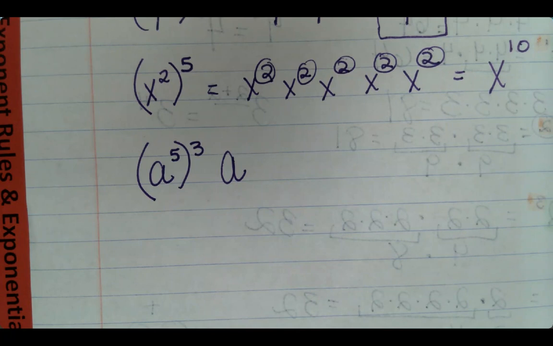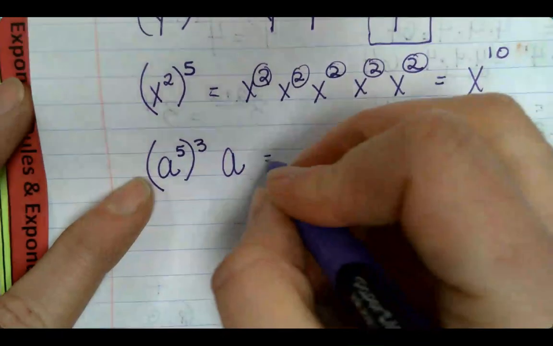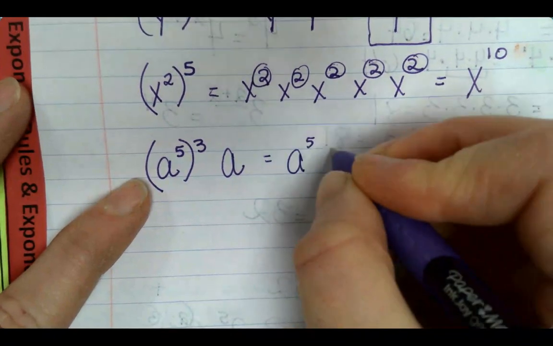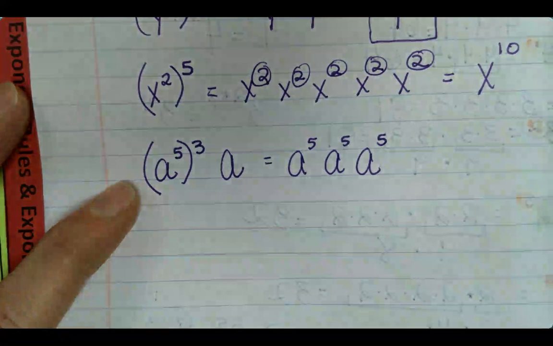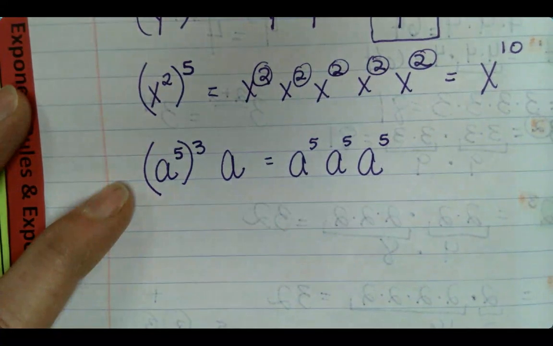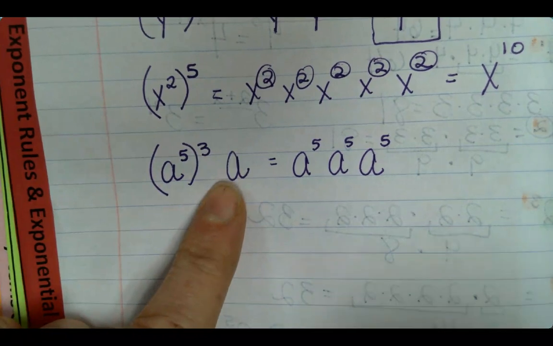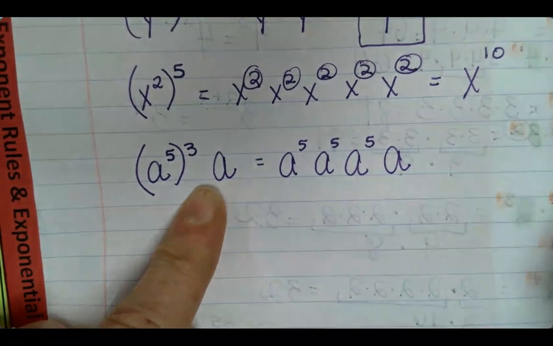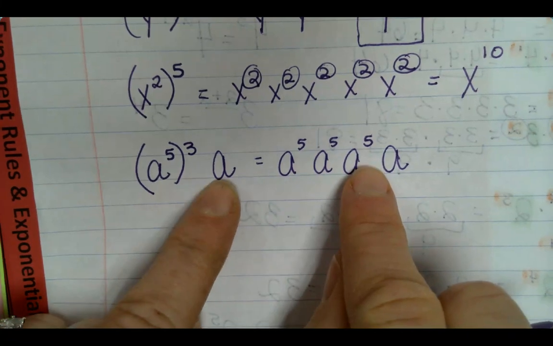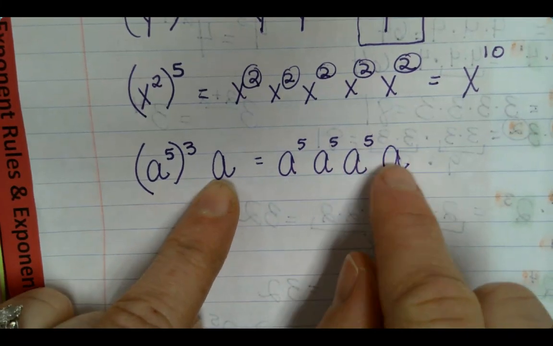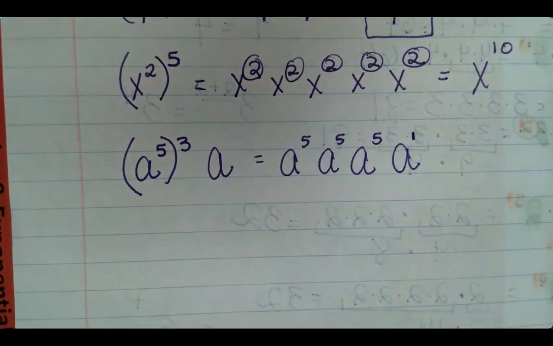So we'll expand it out. So A to the 5th 3 times: A to the 5, A to the 5, A to the 5. Don't forget that other A. These were the 3rd power, but then we just have a lonely A right there. Its exponent is 1. They have like bases, so we're going to add our exponents.